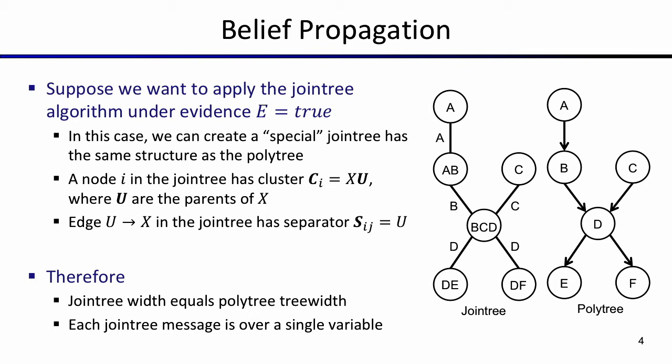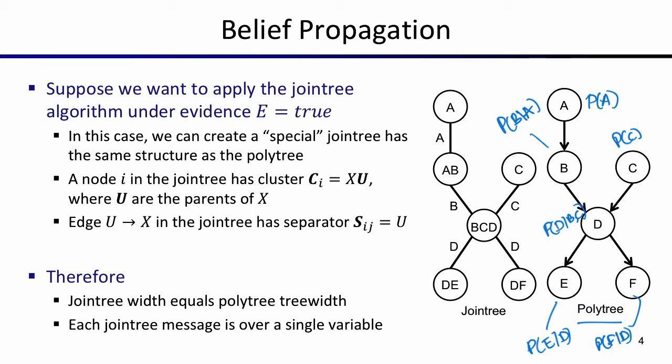So we have here one example of a polytree, and we know that we have factors here that express the probability of A here on the top. Here we have the probability of B given A. Here we have the probability of C. Here we have the probability of D given B and C. Here we have the probability of E given D, and here we have the probability of F given D.